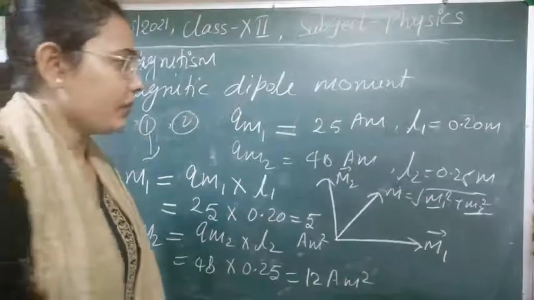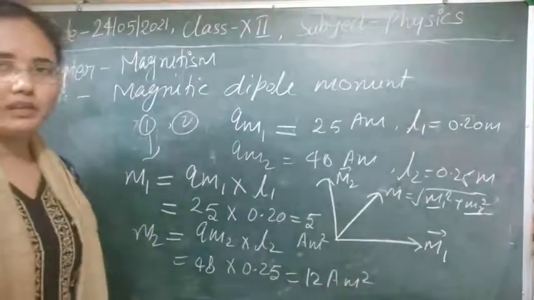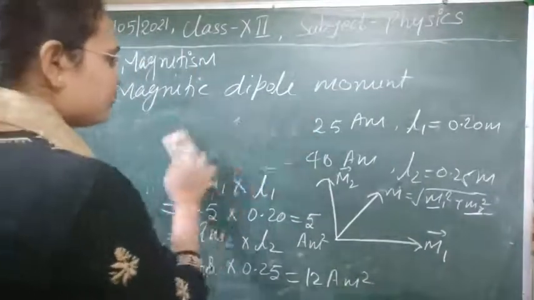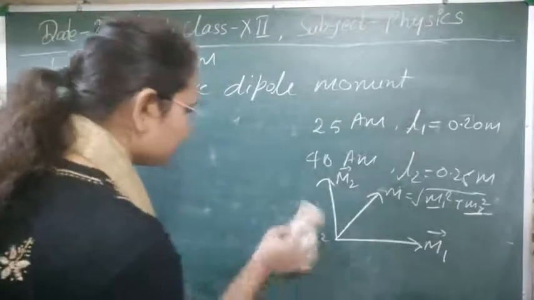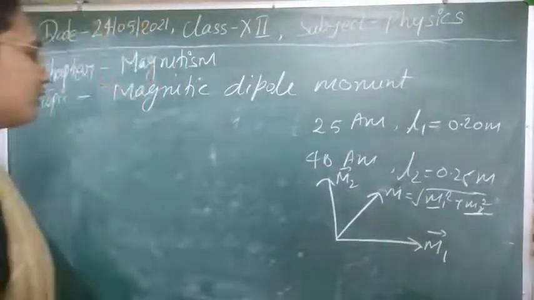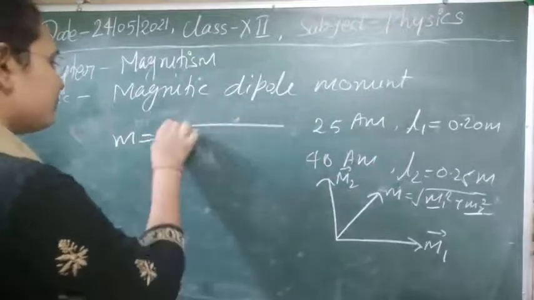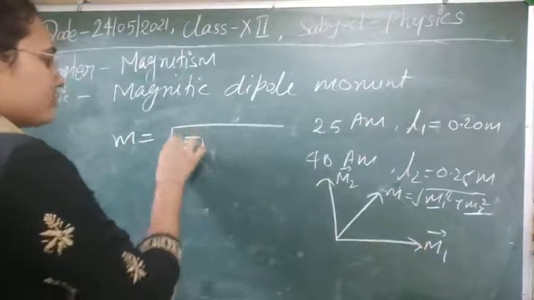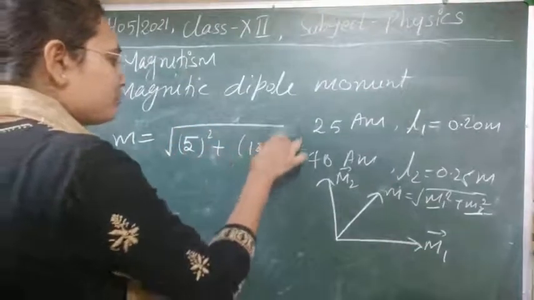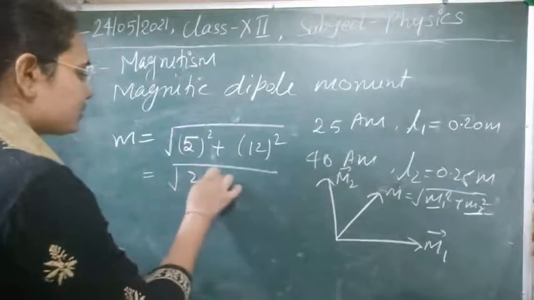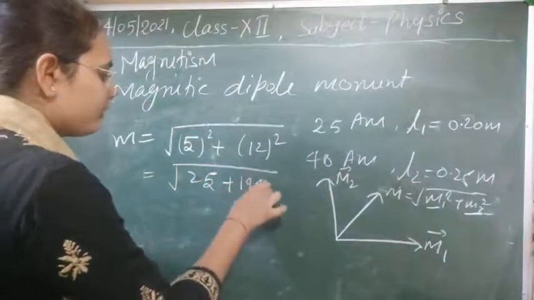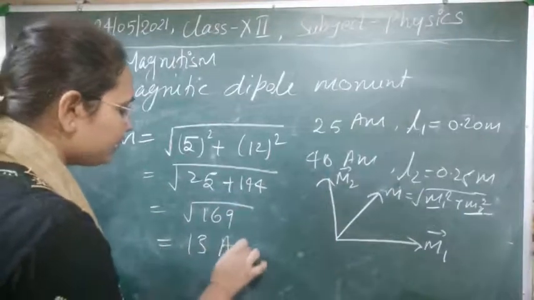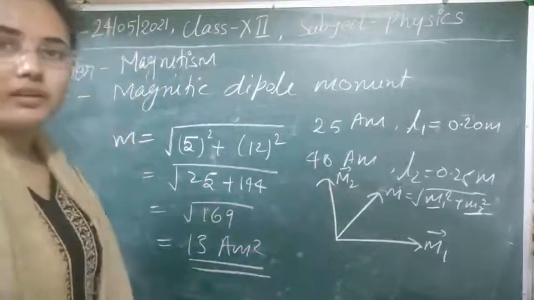Clear? Now let's find the resultant magnetic moment for the whole system given to us here. By this formula, the resultant magnetic moment in magnitude will be equal to the square root of m1 square plus m2 square. As m1 was 5, we get 5 square plus 12 square, and you can just solve it. So this is 25 plus 144, and finally we get 169, and its square root is 13 ampere meter square. So this is the answer for our question.